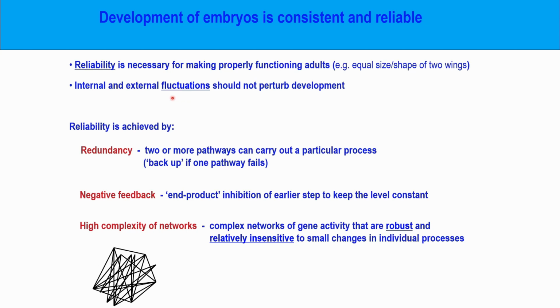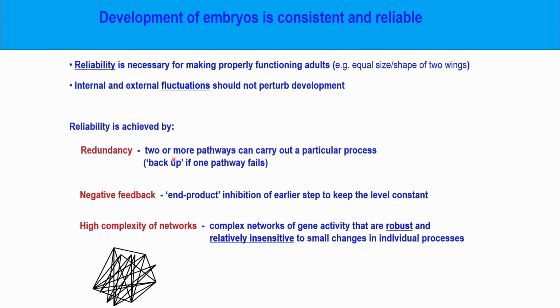And what do we mean by external? We could take temperature, for example, or humidity. These should not interfere with development. And by internal, we mean slight differences in signaling levels. You should allow for differences there, but the system needs to be robust enough to survive these small differences that can occur during development.